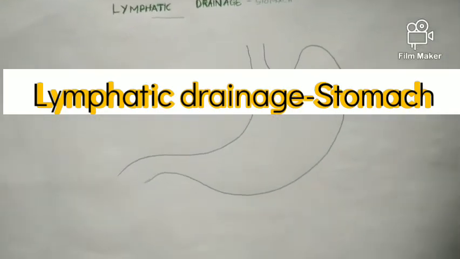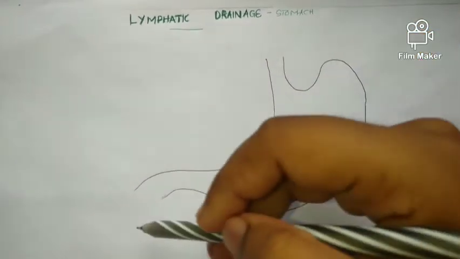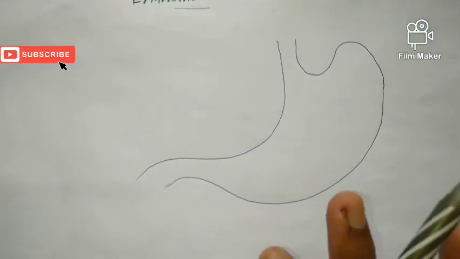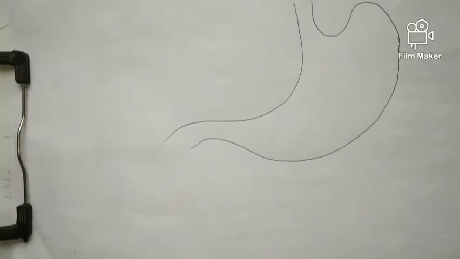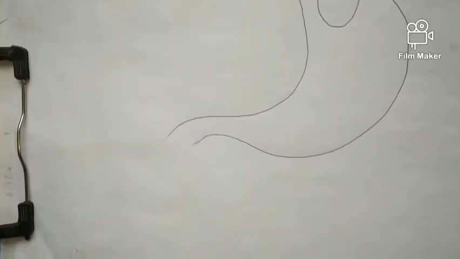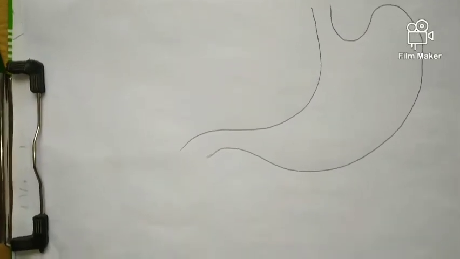So today we are going to learn about the lymphatic drainage of the stomach. For that, first I drew a stomach. We know that it is very important to study lymphatic drainage. Why? Because gastric cancer, that is the carcinoma of the stomach, mainly spreads through these lymph vessels. So it is very important to know what lymph vessels or lymph nodes are present and where they are draining to. These are all very important to know.